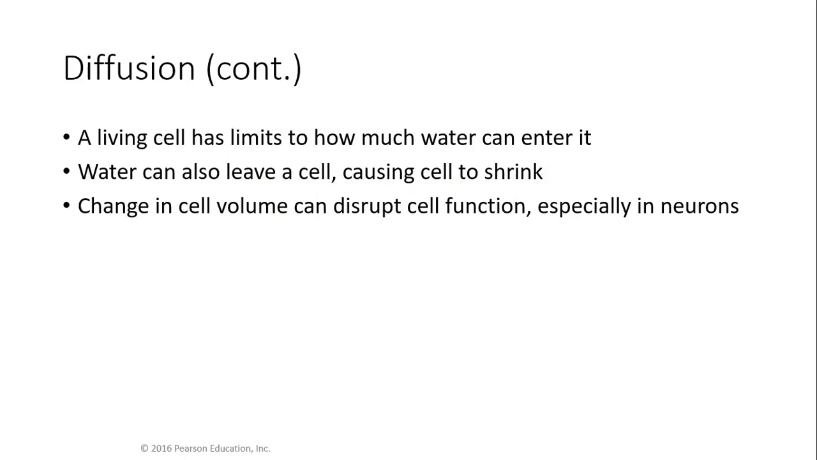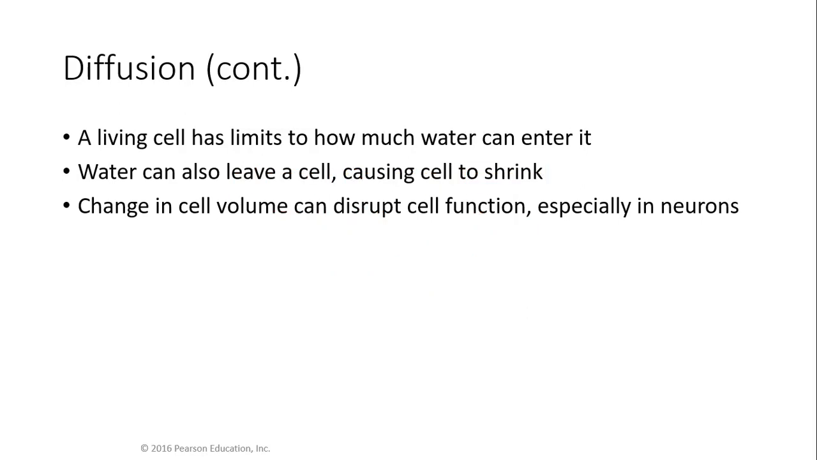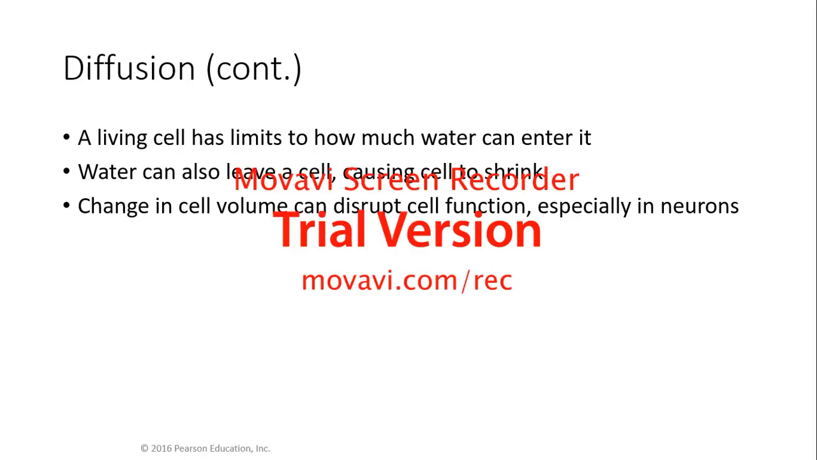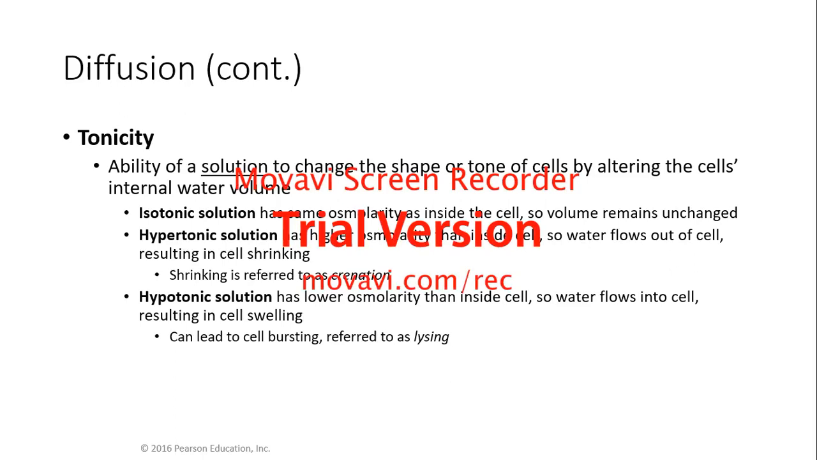For a cell, it has to limit how much water can enter, or the cell can swell and essentially lyse, or it can even shrink. Depending on what type of solution a cell is exposed to, and we're going to talk about the different types of solutions, isotonic versus hypertonic versus hypotonic, a cell can stay the same, shrink, or swell. So tonicity is the ability of a solution to change the shape or tone of cells by altering the cell's internal water volume.